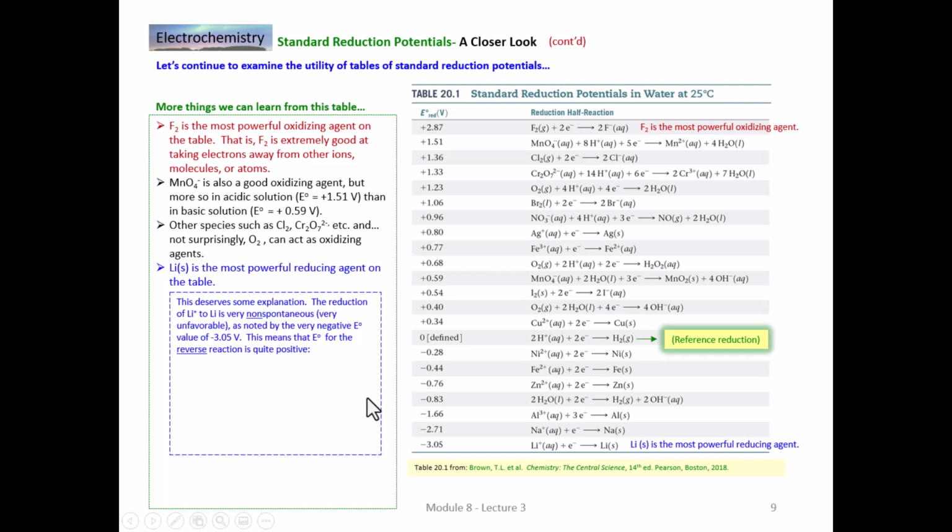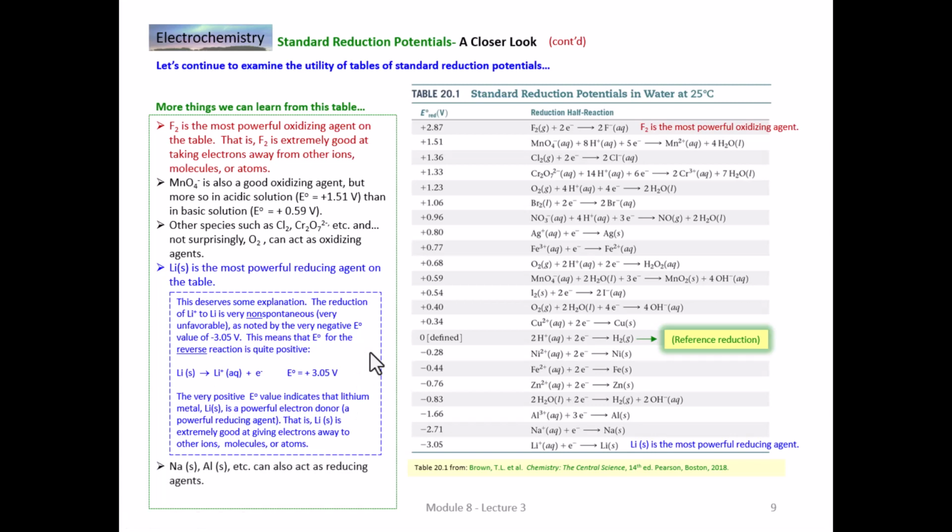So we could write lithium metal going to lithium ion plus an electron, which would be the oxidation of lithium metal to lithium ion, is very favorable. It has a plus 3.05 volt potential. Now what that means is that lithium metal is very anxious to get rid of an electron and form lithium ion. So we say lithium metal is a very powerful electron donor, a powerful reducing agent.